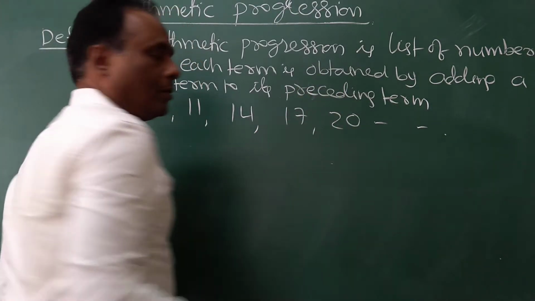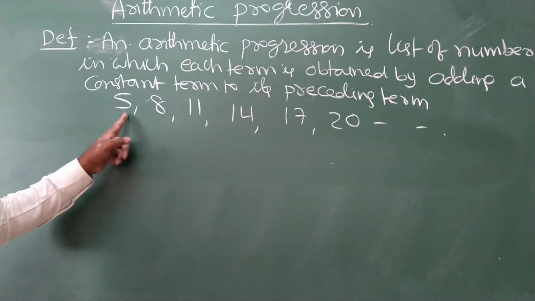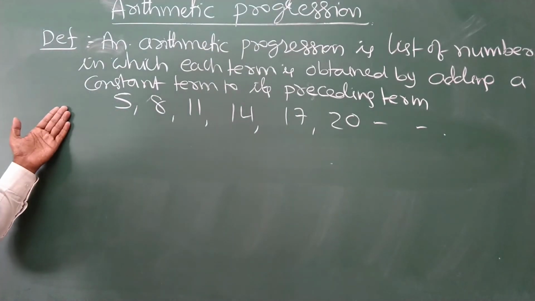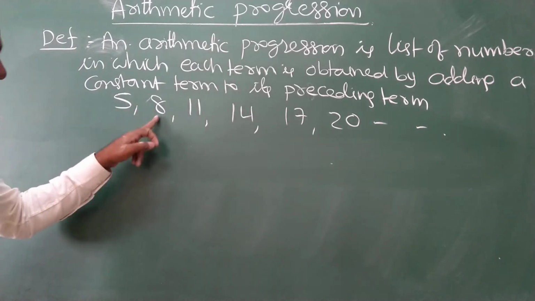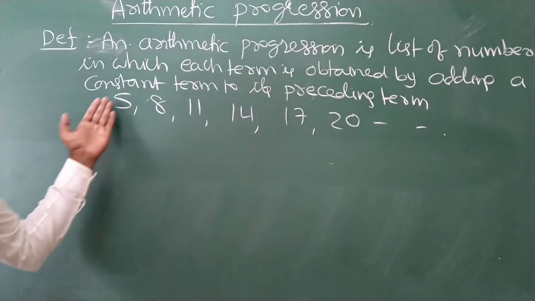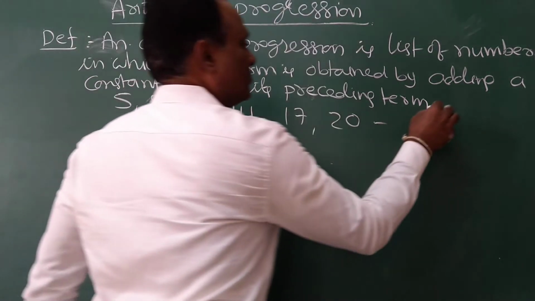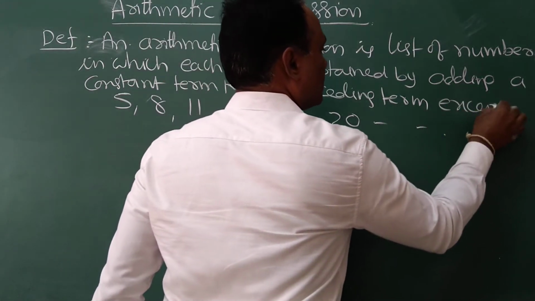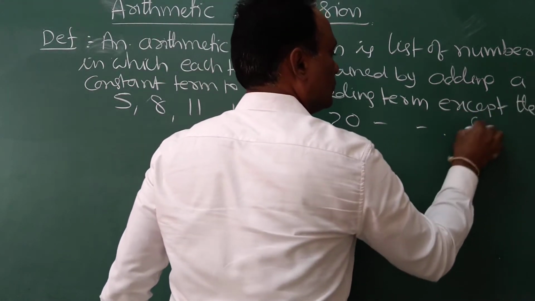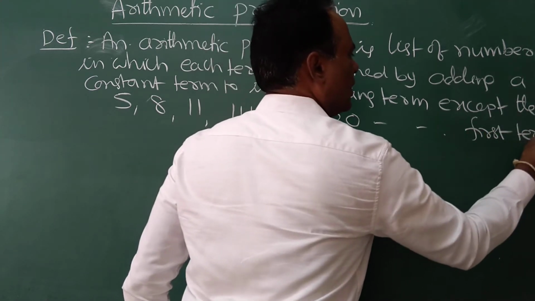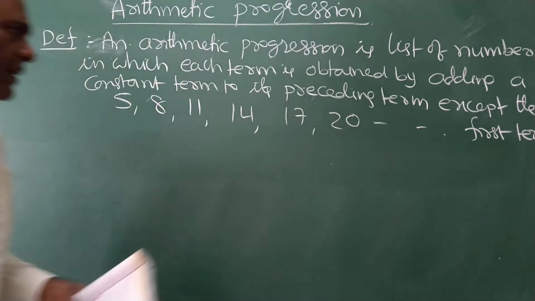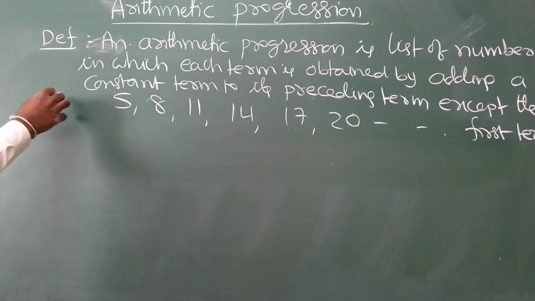But how is the first term formed? It is not formed by adding something to its previous number. Except the first term, all the remaining terms are obtained by adding something to the preceding term. This is a small definition for the arithmetic progression. You can write it, and you can write an example.